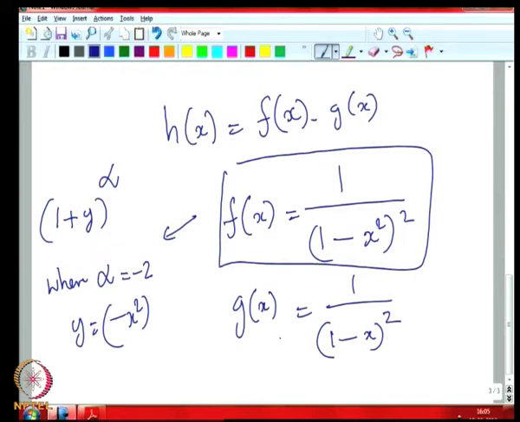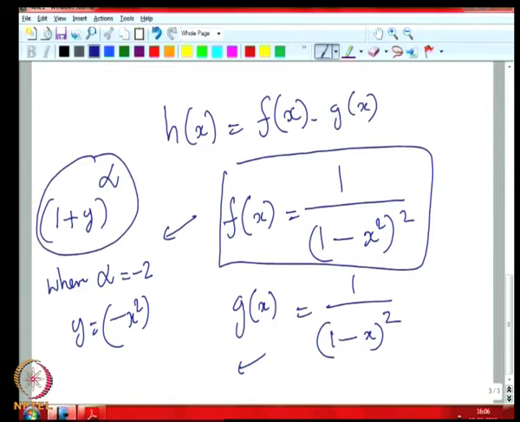And similarly, for g, the expansion of this thing will be: you put alpha equal to minus 2 and y equal to minus x, and then you substitute and expand using the formula for this, right.